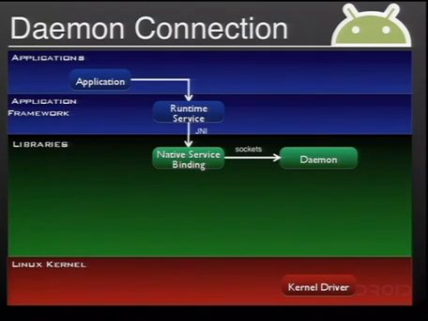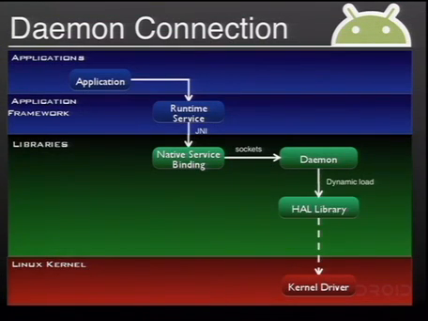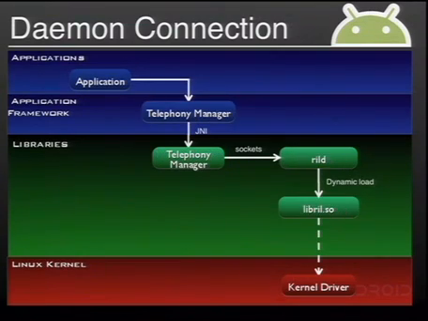Now, why would we choose a daemon here instead of a server? Well, this is typically used in cases where you have a very simple protocol and you're not passing objects back and forth that need to be tracked for references and things like that. You're just talking over a socket using a simple API. And the daemon here in this case will launch the HAL library and talk to the kernel driver. A great example of this is our telephony stack. So the telephony stack talks down to the telephony manager, which is actually a collection of APIs, which we've kind of grouped here.